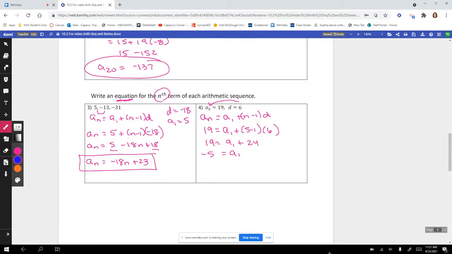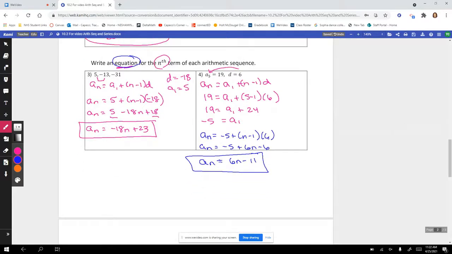Now, with that information, I can write my equation. So a sub n is equal to a sub 1, which is -5, plus n minus 1 times 6, right? We know our d is 6. So I have a sub n is equal to -5 plus 6n minus 6. So a sub n is equal to 6n minus 11. Because again, if we go back, we were asked to find the equation, the general equation for that information.